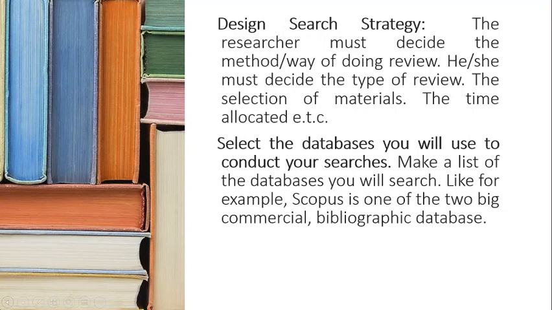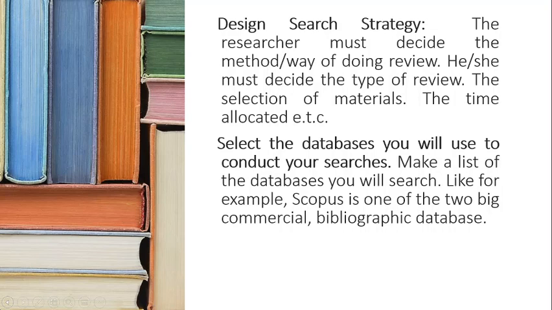After defining the scope, the next important step is that you design a clear-cut strategy of your research. If you don't have any clear-cut strategy of searching, then again you would be lost in the whole material that is available to you. So the researcher must decide the methods or the ways of doing literature. He or she must decide the type of the review and the selection of the material and the time allocated, the timeline, which is very important.